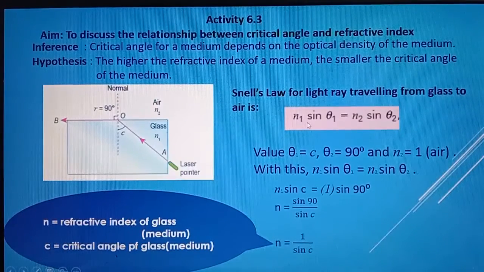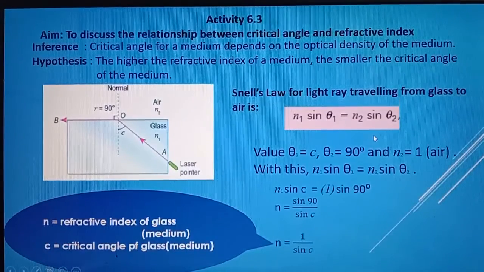N1 is the refractive index of glass. So you can see N1 sine theta 1. N1 is the refractive index of glass, meaning theta 1 is the angle in glass. And then N2 is air. So N2 is the refractive index of air, and sine theta 2, so theta 2 is the angle in air.